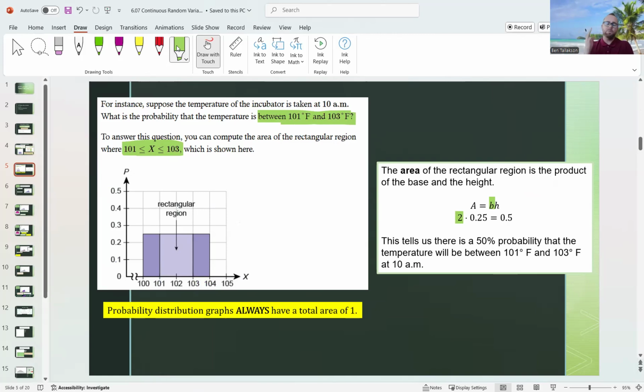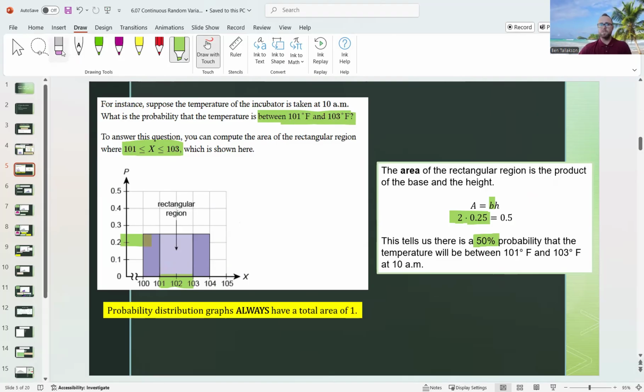This is one of the most common mistakes, guys, so pay close attention. The base is a distance. It's the distance from the left to the right of that region of the graph. So from 101 to 103, that's only a distance of 2, right? And then the height, well, we can clearly see this goes up to 2.5. So height 2.5. We multiply those together, giving us 0.5, as a percent is 50%.